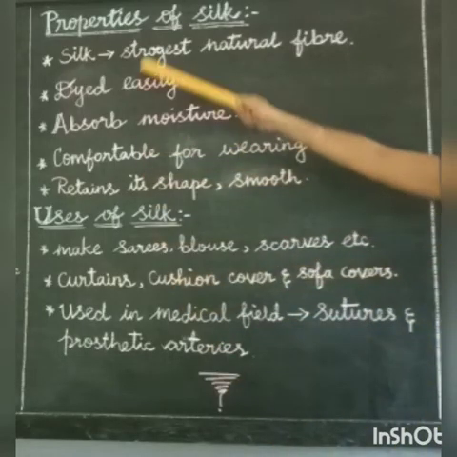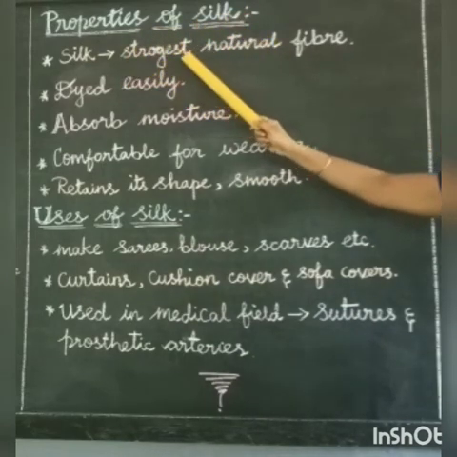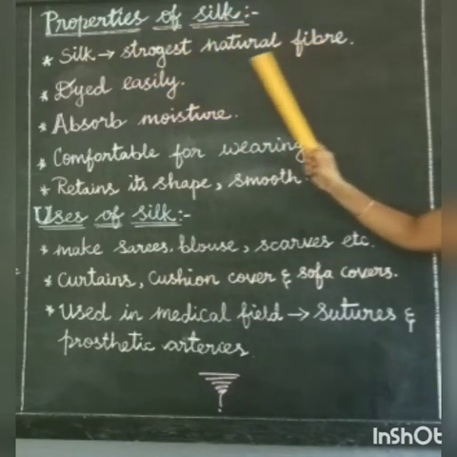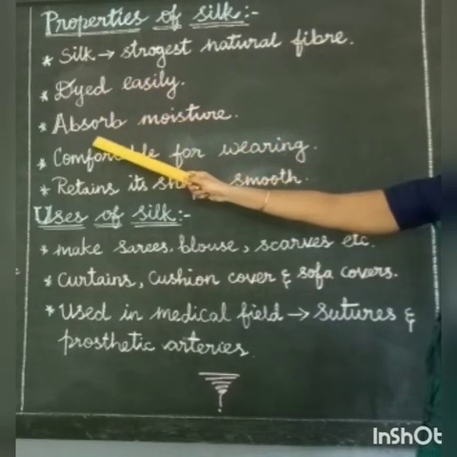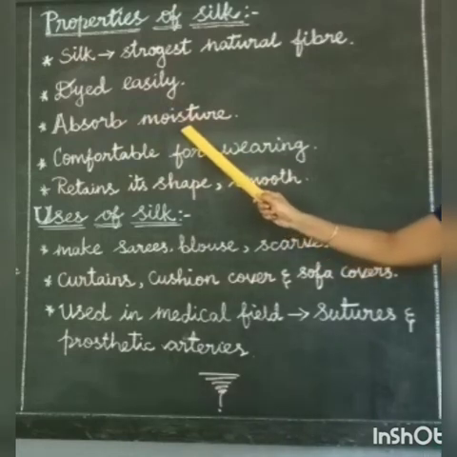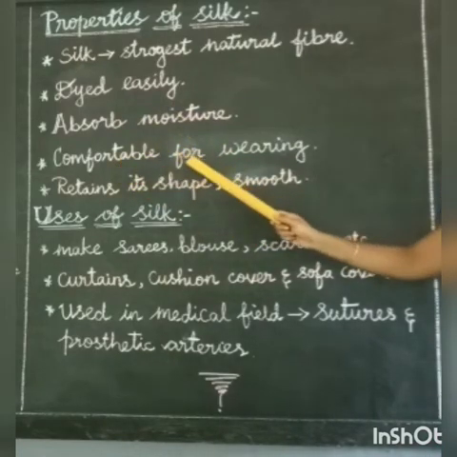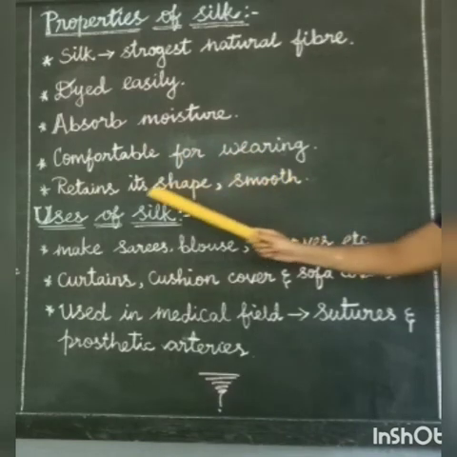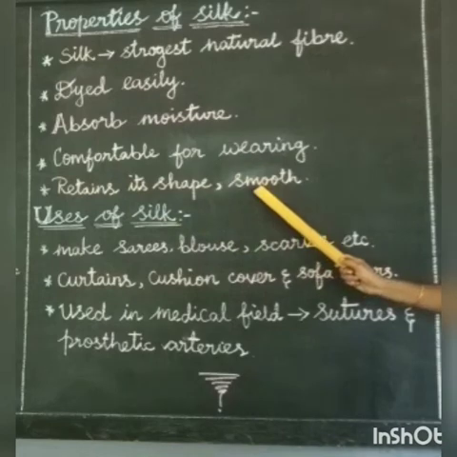Next we see properties of silk. Silk is the strongest natural fiber. It can be dyed easily. Silk absorbs a good amount of moisture. It is very comfortable for wearing. It retains its shape and it is relatively smooth.